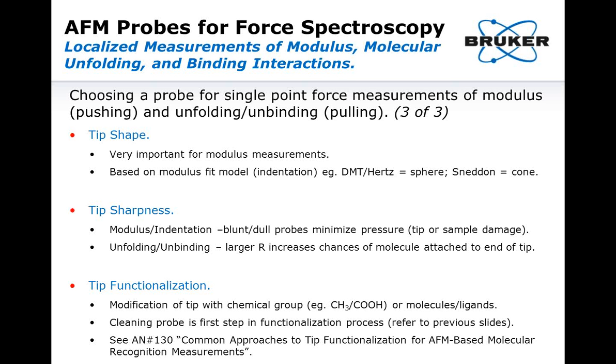Like the considerations for QNM, understanding the tip shape is very important for modulus measurements and for the selection of the appropriate model to be used, either Hertz-DMT or the Sneddon. As for the tip sharpness, a blunt tip will minimize the pressure exerted and thus can reduce the tip or sample damage. For unfolding or unbinding experiments, a large probe radius will increase the likelihood that a molecule will attach to the end of the probe.